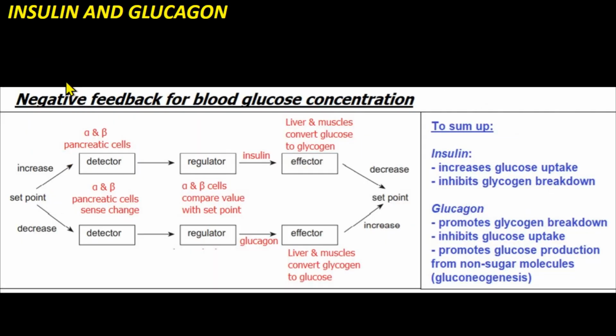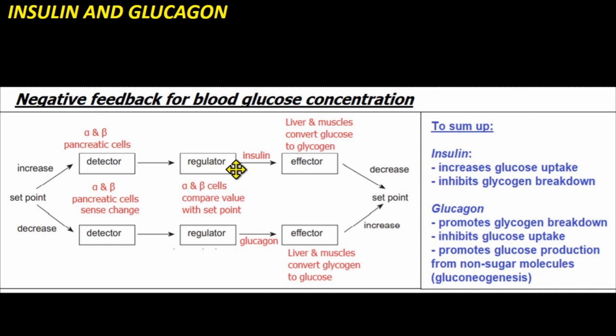So if you look at this diagram here that shows the negative feedback loop for blood glucose concentration. Here we have the set point, which is the typical blood glucose level. If we have an increase or decrease, the detector is going to pick it up. This is going to be the alpha and the beta pancreatic cells. There's going to be the regulator, so the alpha and the beta cells are going to compare the value with the set point, to see if it's too high or if it's too low.